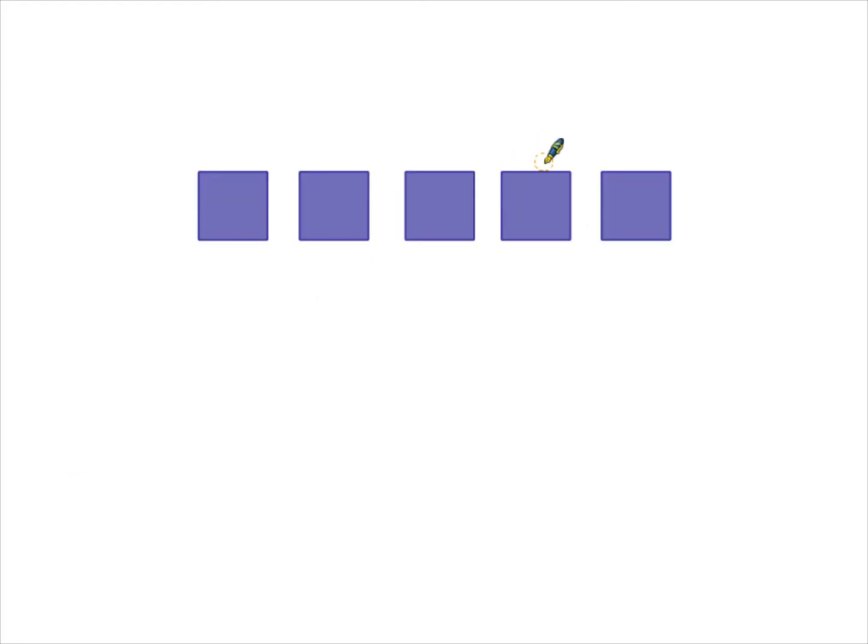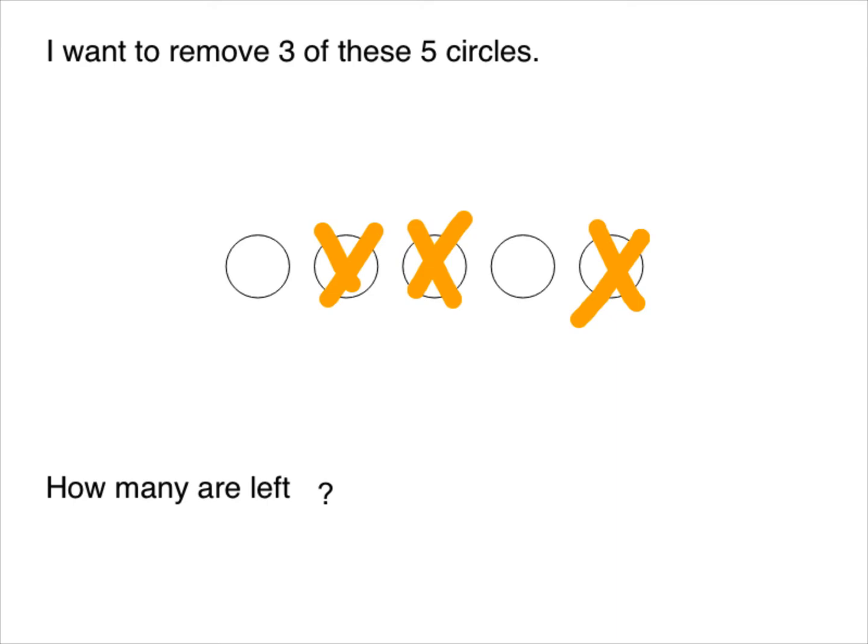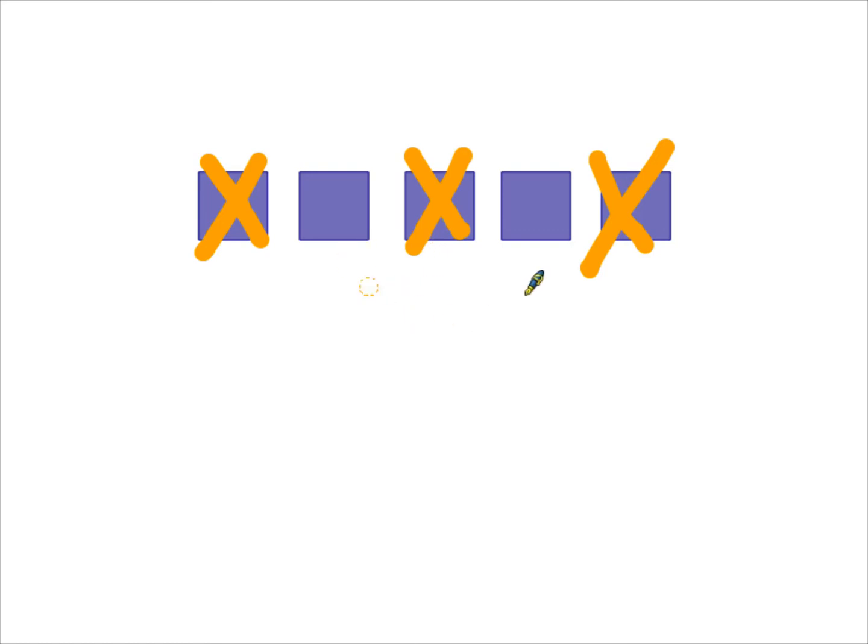If I X out, I still have 5. If I X out 3, 1, 2, 3. See, I haven't X'd out the same ones. I've X'd out 3 here, and I've gotten rid of 3 here, and I still have 2 left over. And I still have 5, and I'm going to cross out 3. 1, 2, 3. And I still have 2 left over.